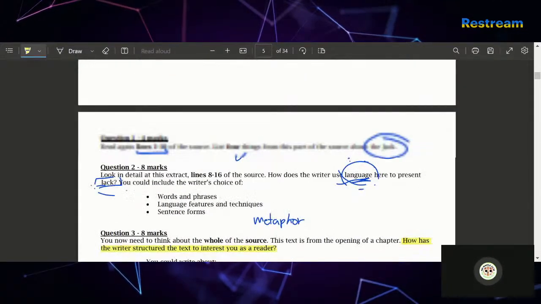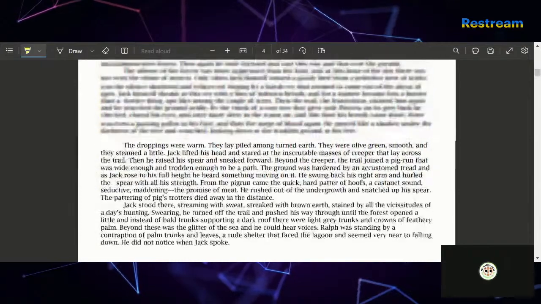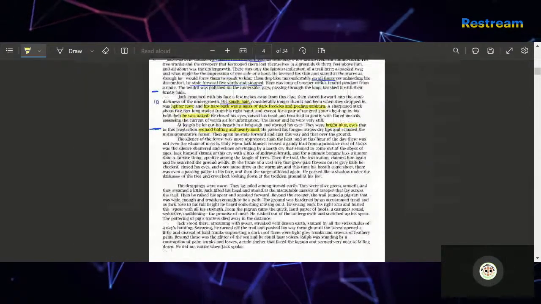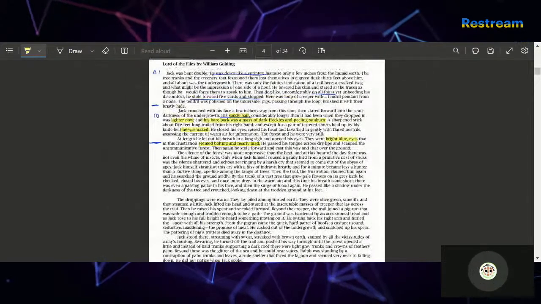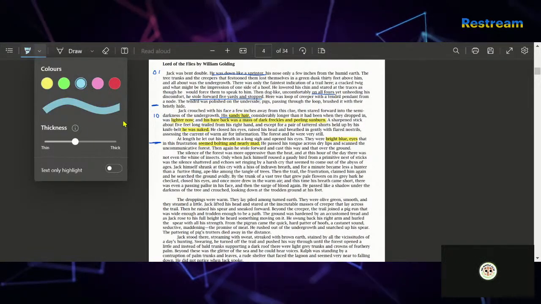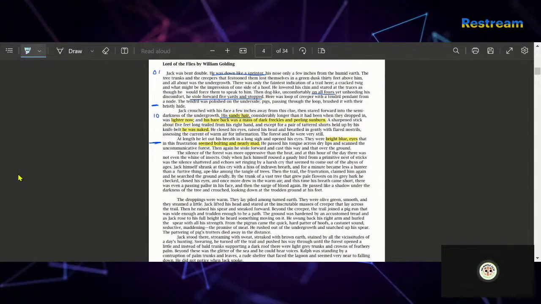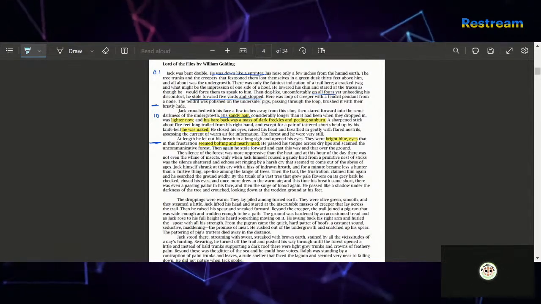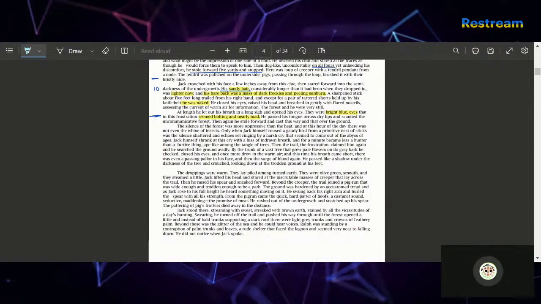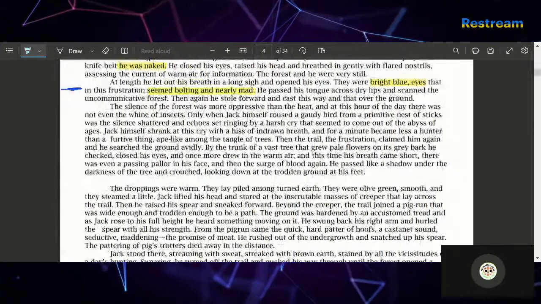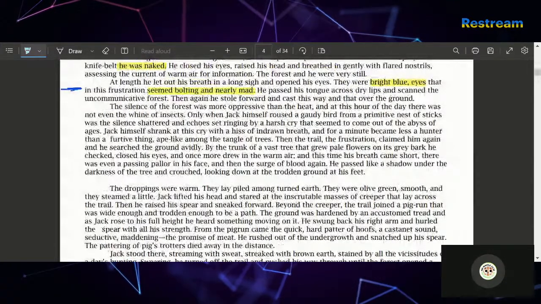So let's go back to the extract. We've read up to line 16. What I would suggest from this point on is read the rest of the source, and then using a different highlighter, start finding some structural techniques and compare them. So what I'm going to do is read the rest of the extract out loud with you, and then I'll set you a 15-minute or 10-minute timer to answer this.